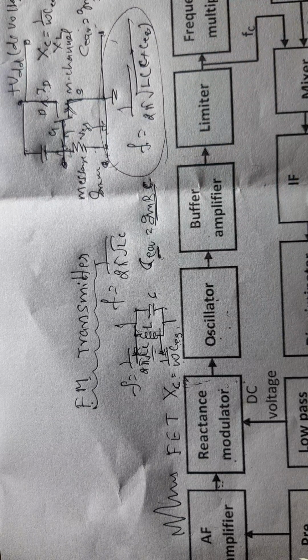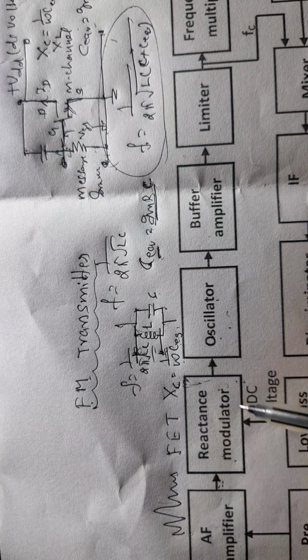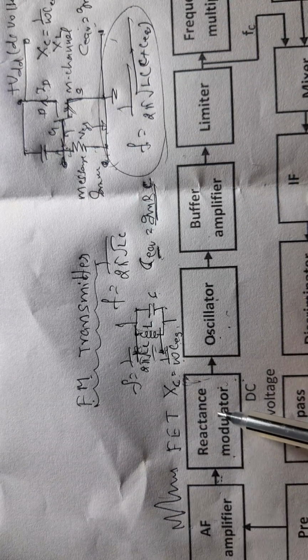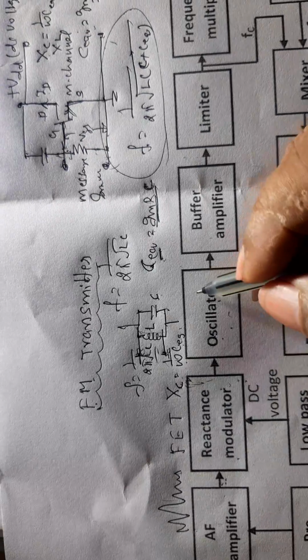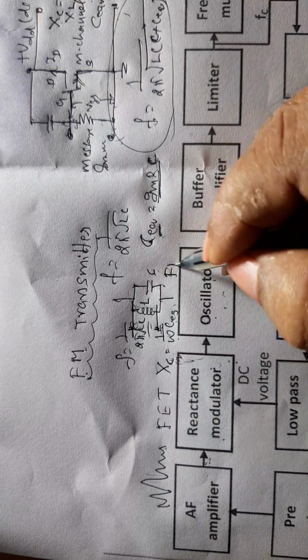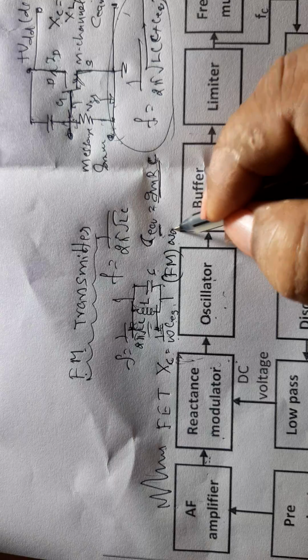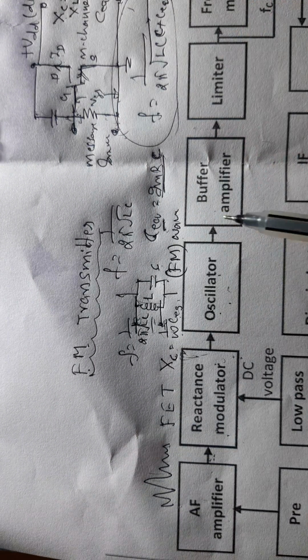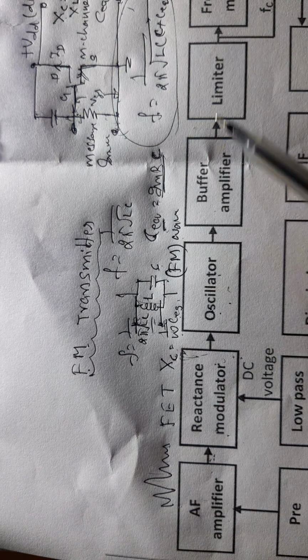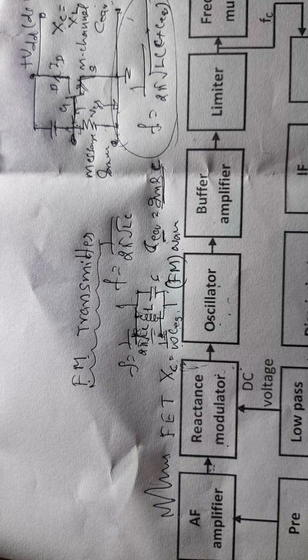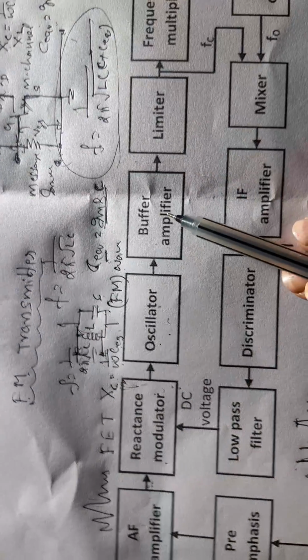Thus the message signal is applied here, the reactance tube modulator is present here, and it is applied to the oscillator, and finally the output of the oscillator is a frequency modulated wave. You get a frequency modulated wave from the oscillator. Now it is applied to the buffer amplifier.